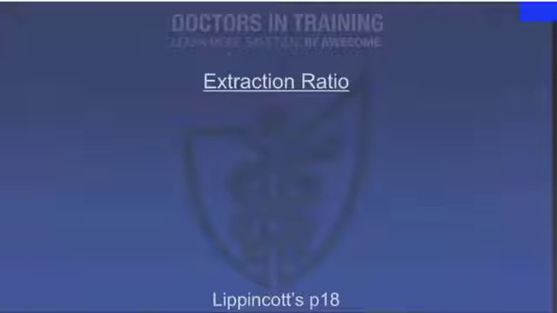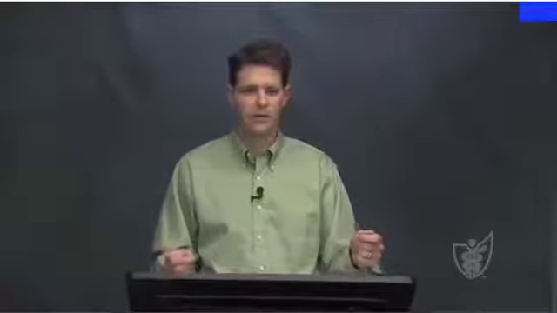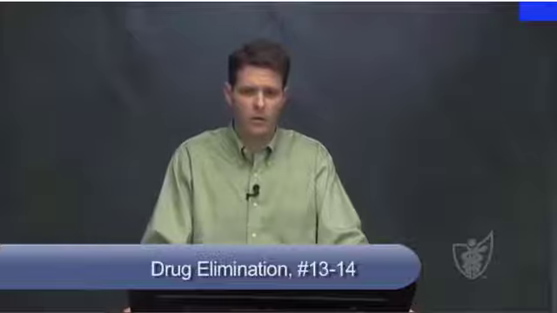So we mentioned extraction ratio. This is a ratio between the drug concentration in the renal vein and in the renal artery. So if you were able to go in and sample the renal vein and get a drug concentration, and then sample the renal artery and get a drug concentration, you could see how much drug was cleared by the kidney, and you could determine what percentage of the drug was cleared on a single pass. Is it 25%? Is it 60%? But really, this isn't something you can measure. We don't go around and do renal artery sampling on any patients ever, really.